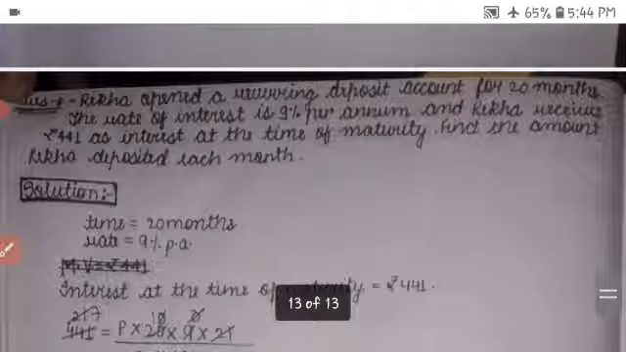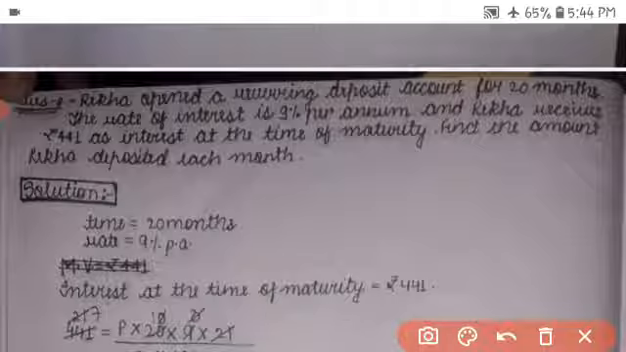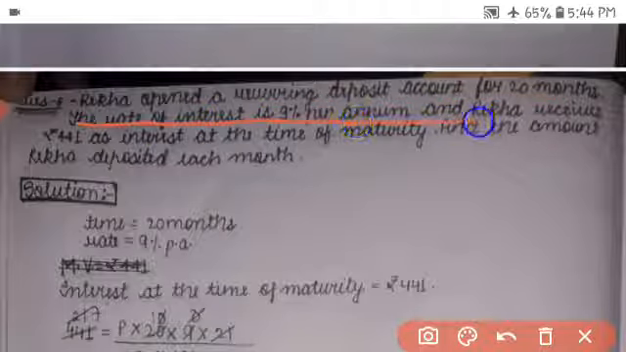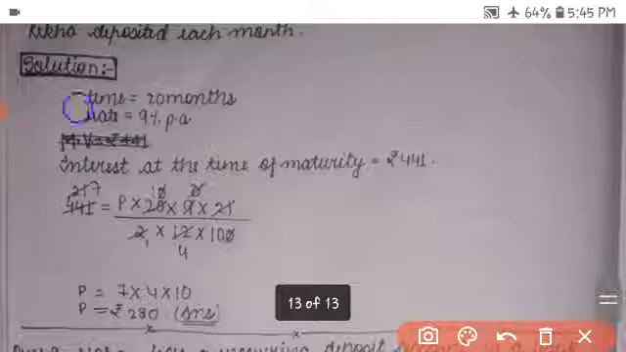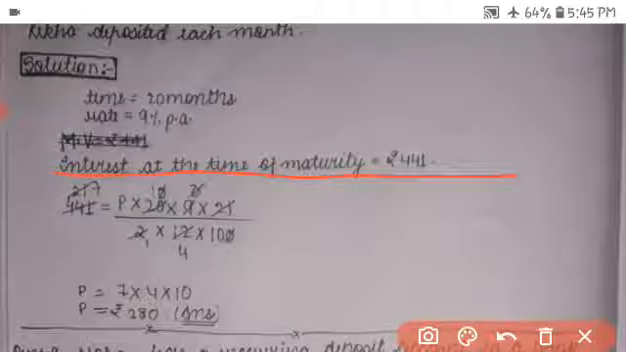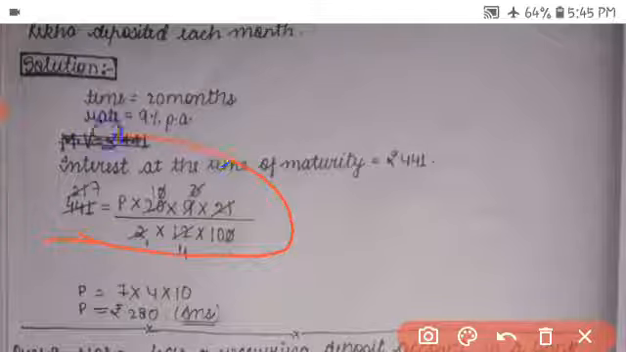Now next question, question number 8. Rekha opened a recurring deposit account for 20 months. The rate of interest is 9% per annum and Rekha received rupees 441 as the interest at the time of maturity. Find the amount Rekha deposited each month. Time 20 months, rate 9% per annum, interest at the time of maturity 441. 441 equals P into (n plus 1) into R upon 100.